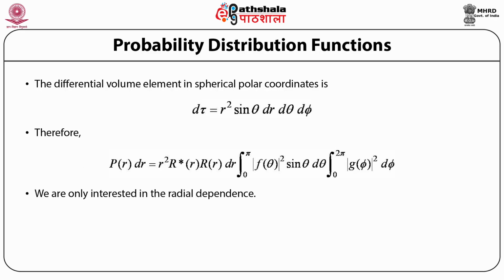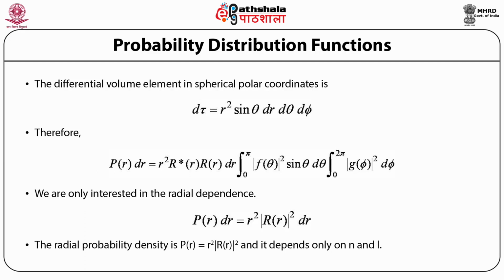But here we are only interested in the radial dependence. So we can write P as a function of small r, dr is equal to r² multiplied by |R(r)|² dr. So the radial probability density, that is P(r), is given by r² |R(r)|², and it depends only on n and l.